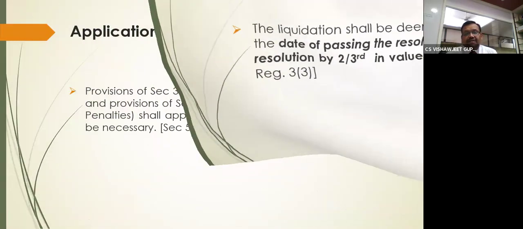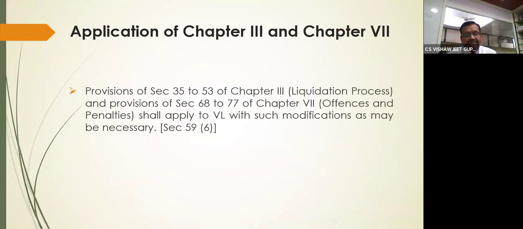Now, application of Chapter 3 and Chapter 7. The provisions of Sections 35 to 53 of Chapter 3, that is the liquidation process given in IBC, and the provisions of Sections 68 to 77 of Chapter 7, offenses and penalties, shall apply to voluntary liquidation with such modification as may be necessary. So these provisions are also applicable upon the voluntary liquidation process.